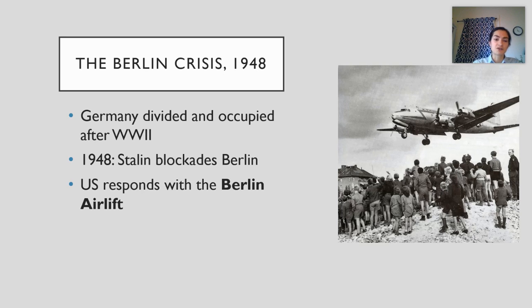So this persists for several months until Stalin eventually decides to abandon the blockade. It's a major propaganda coup for the United States. You can find all kinds of old-timey newsreels about how great the American and British pilots are for helping and saving the people of West Berlin. And this is an early example of containment in action.